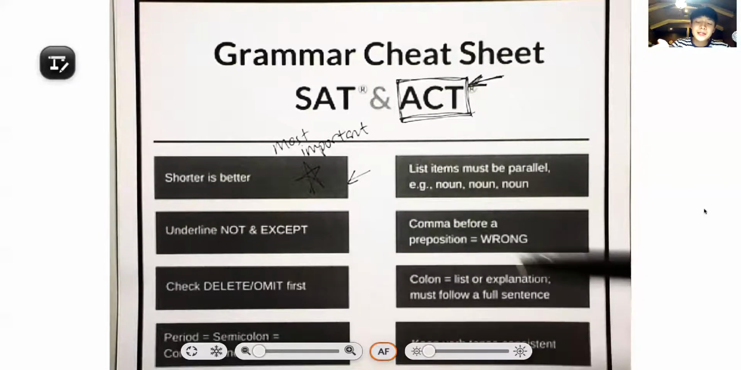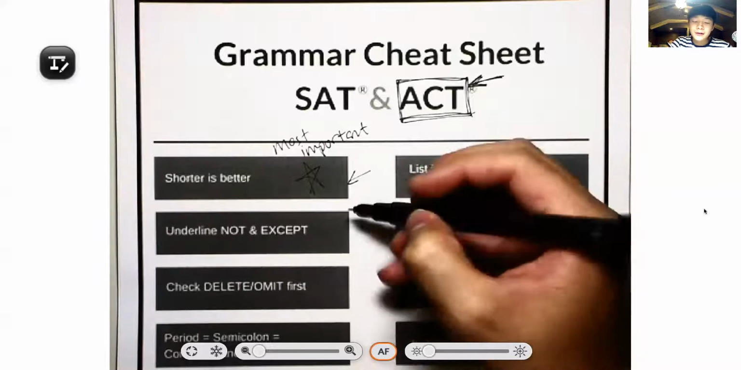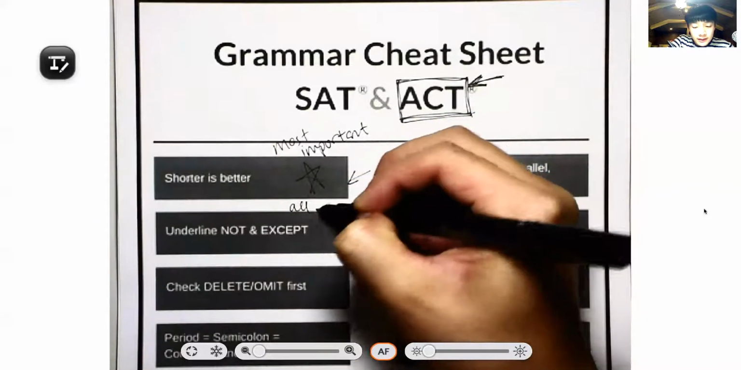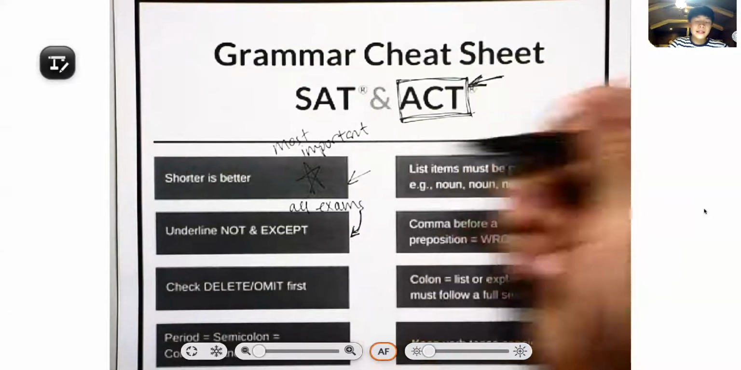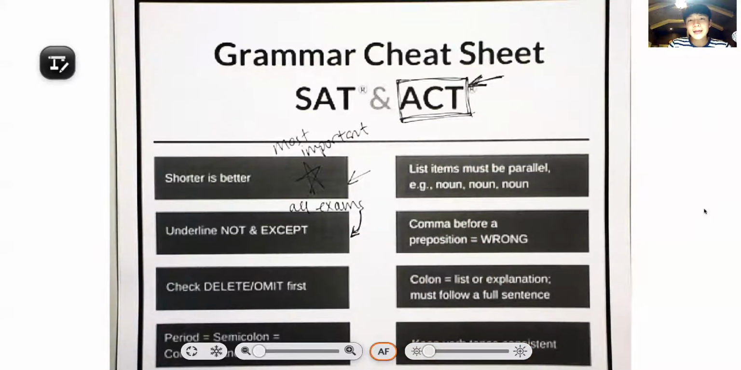Underline not and except. And you've heard this for all exams, right? This is not just for the ACT. This is for every single exam you'll ever take, for any teacher or any standardized exam, like AP exams. On all exams, you're going to underline not and except, because frankly, that's the determinant of the answer. If you don't underline these, you're screwed. So don't do that. Always underline your nots and excepts, or at least keep that in the forefront of your mind as you're answering a question.